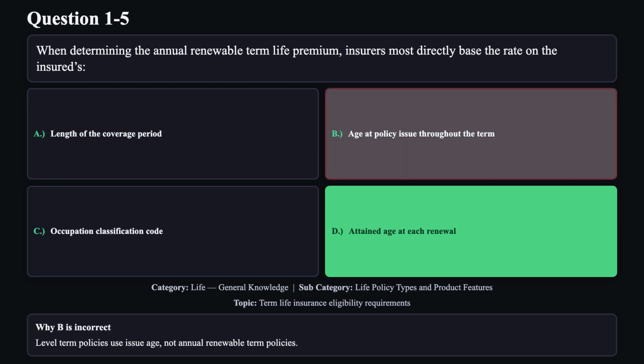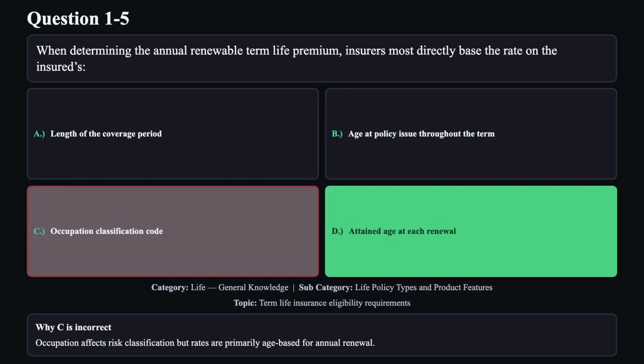Reason B is not correct. Level term policies use issue age, not annual renewable term policies. Reason C is not correct. Occupation affects risk classification, but rates are primarily age-based for annual renewal.